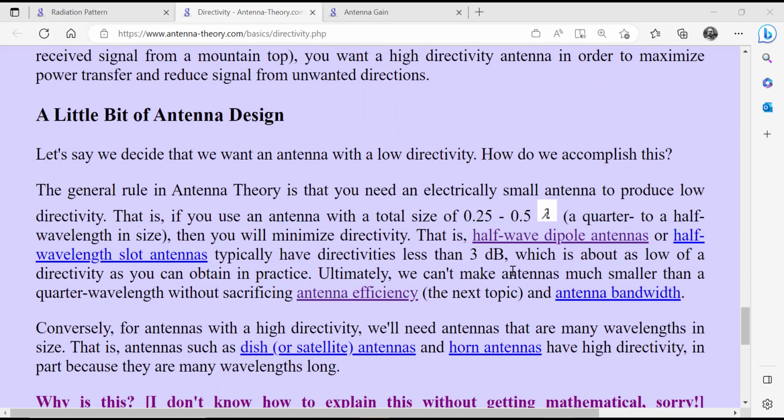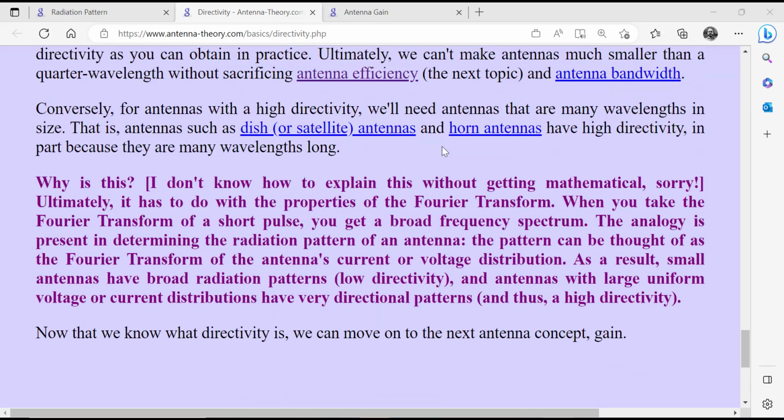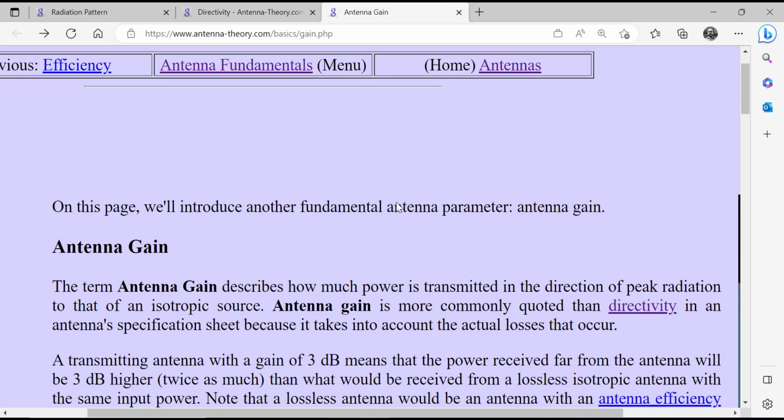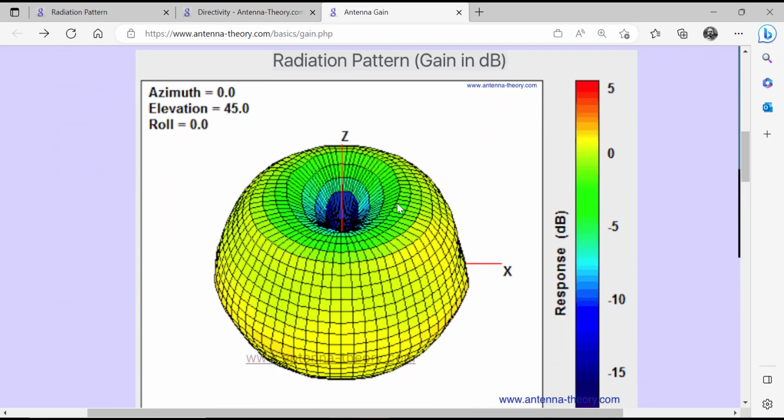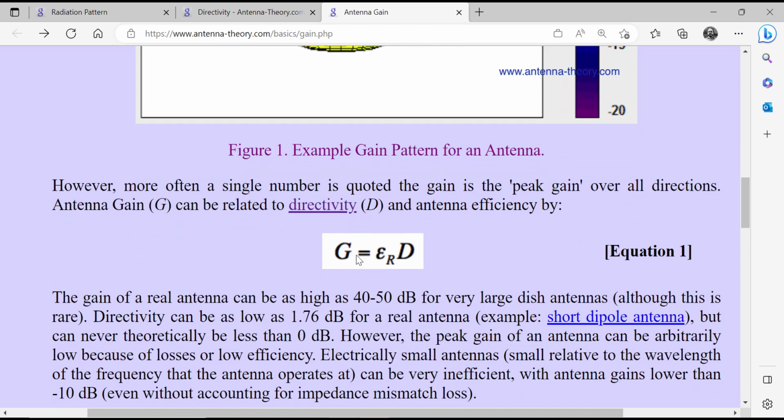So all of this was to say this gives us an entry point to the gain of the antenna, which is related simply by this equation here. If we know the directivity and we know the efficiency of the antenna, that ultimately represents the gain.